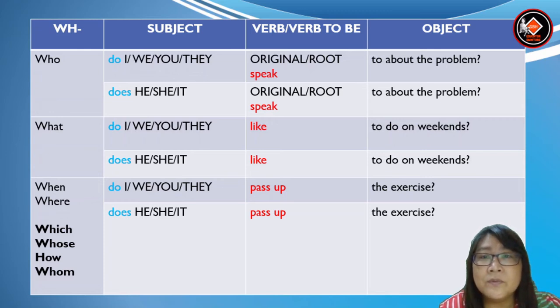Example, who do I? Then you need to use the original or root verbs. For example, here speak. Who do I speak to about the problem? Or who do we speak to about the problem? If you have he, she, it, so you write who does he speak to about the problem?